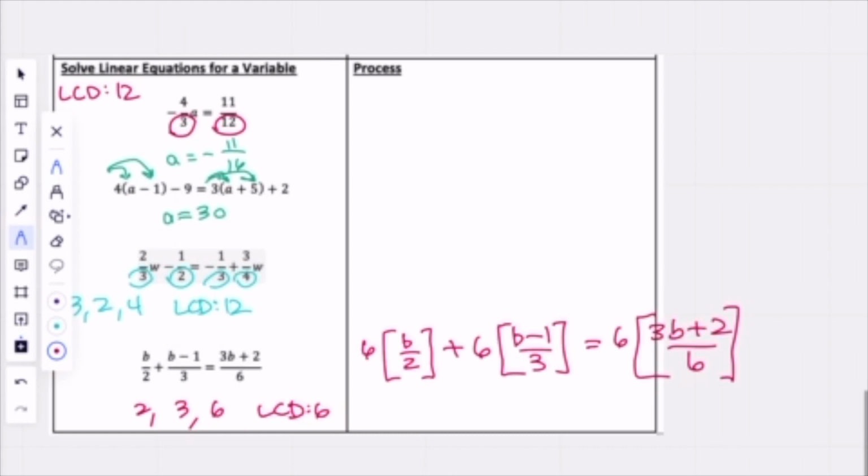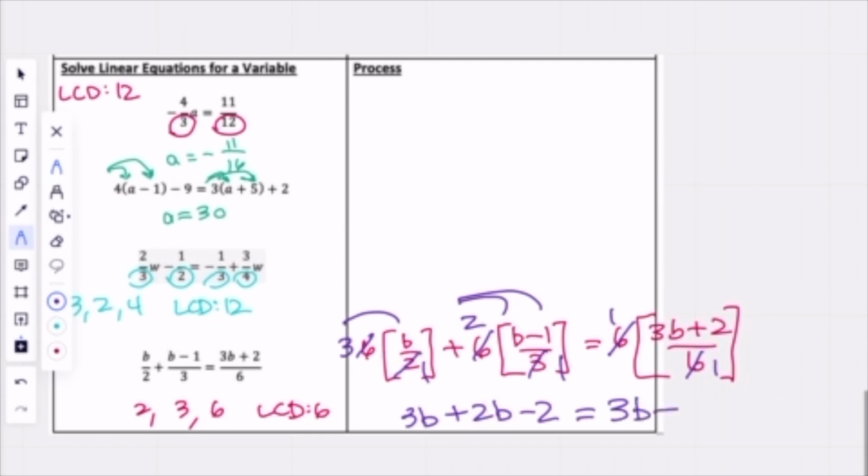All right, let's clean it up a little bit. 6 over 2, that's 3 over 1. 6 over 3, that's 2 over 1. And 6 over 6 is just 1 over 1. Nice. So 3 times b is 3b. 2 times b minus 1 is going to be 2b minus 2. And then 1 times 3b plus 2 is just 3b plus 2. Okay, not bad at all.